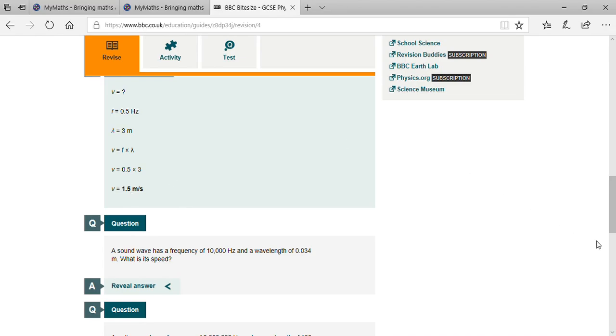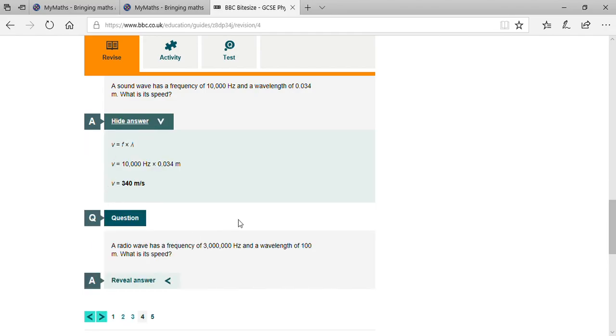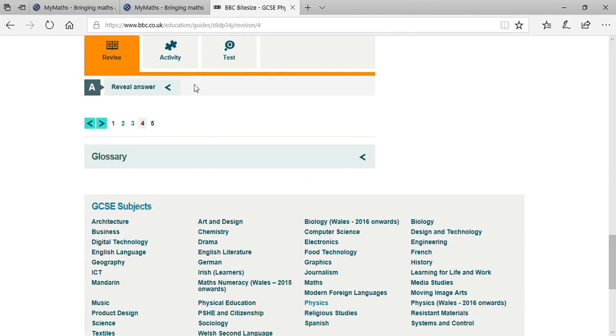Next question: a sound wave has a frequency of 10,000 hertz and a wavelength of 0.034 meter. What is its speed? Frequency is given, wavelength is given, so you multiply and you will get your answer: 340 meter per second. A radio wave has a frequency of 3 million hertz and a wavelength of 100 meter. What will be the speed? Again, the same type of question.